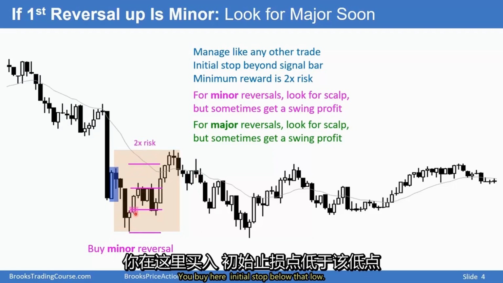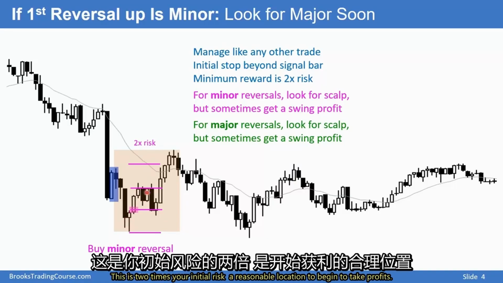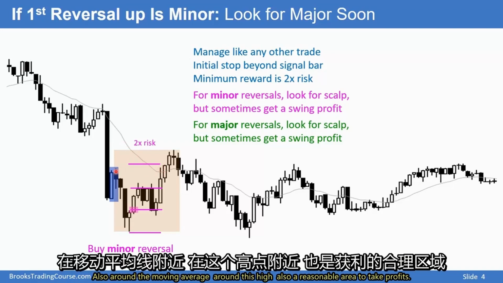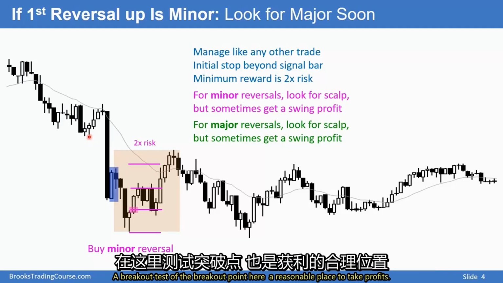You buy here, initial stop below that low. This is 2 times your initial risk, a reasonable location to begin to take profits. Also around the moving average, around this high, also a reasonable area to take profits. A breakout test of the breakout point here, a reasonable place to take profits.